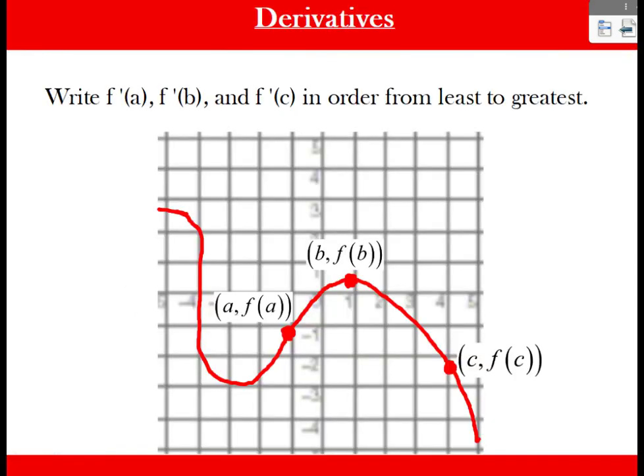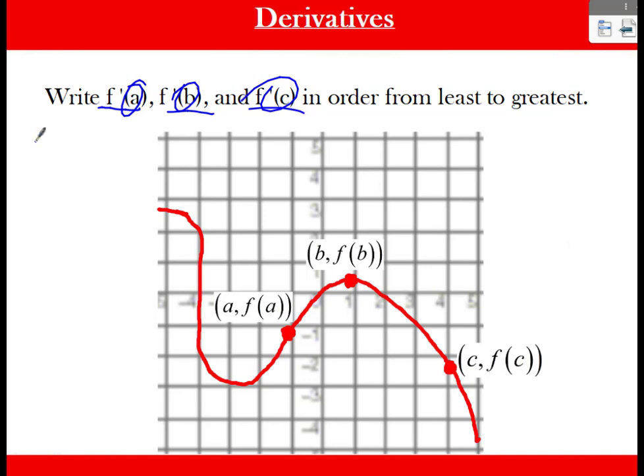Okay, now in this one right here, we're going to write these f prime of a, f prime of b, f prime of c in order from least to greatest. These are the derivatives, which means the slope of the function at a, at b, and at c. Now a tangent line is going to represent the slope of the function at those points.